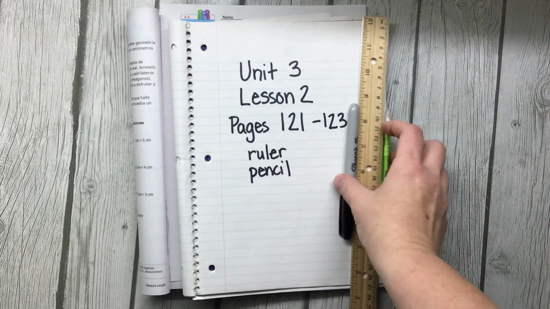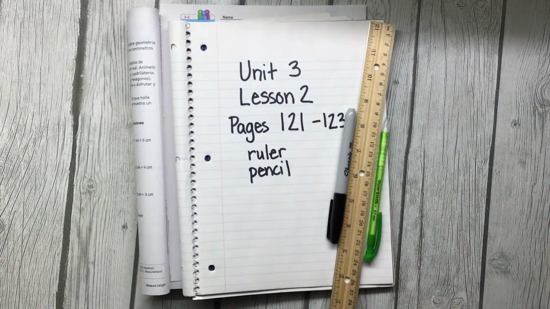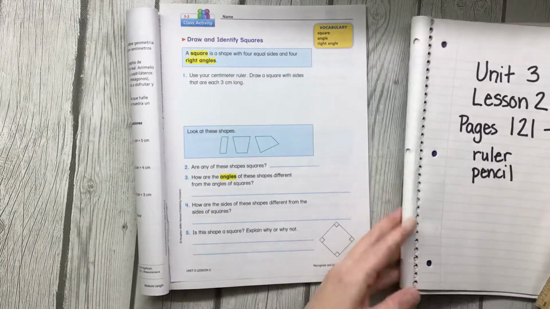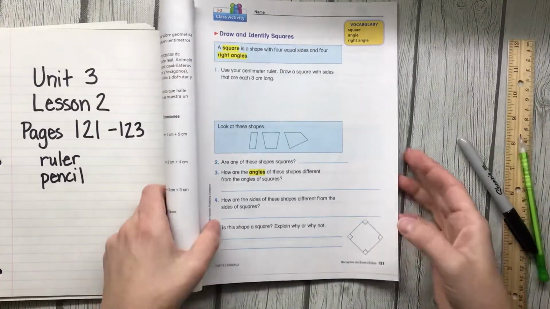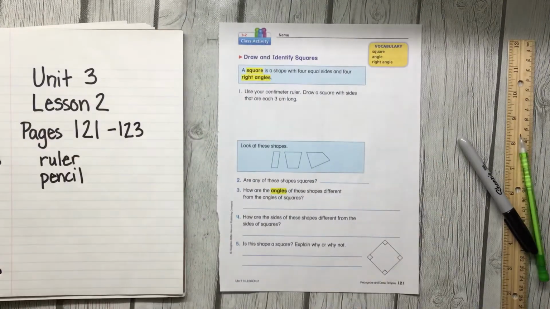Hi friends, today we're working on Unit 3, Lesson 2, pages 121 through 123. Today you'll need your ruler and you will need a pencil. So we're looking at this page today, which is page 121, and I already pulled it out of my book, so I'm just going to put it to the side real quick.